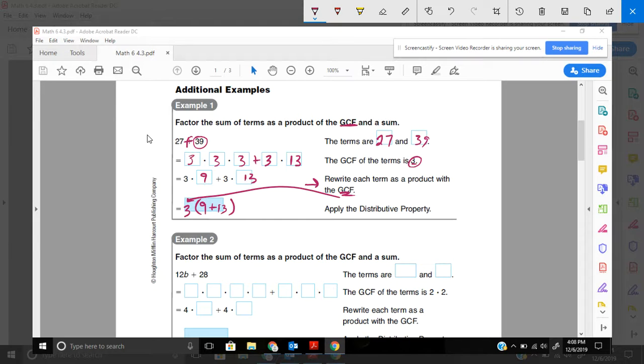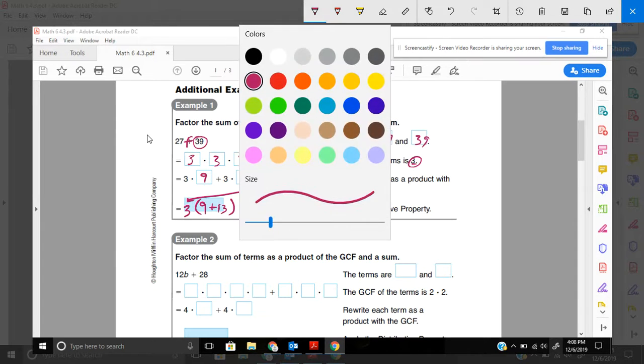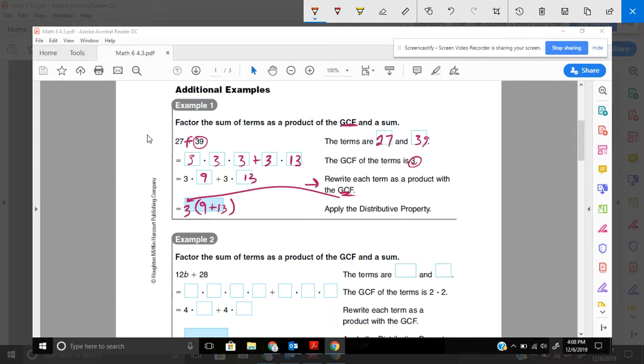Okay. Essentially, if you look at it this way, what we're doing is dividing by the greatest common factor. So 27 divided by 3 gave us 9, and 39 divided by 3 gave us 13. Okay? And then we're just saying we're multiplying both by 3. What we just did is we factored. Okay, that's what it means to factor. It's kind of like doing the distributive property in reverse.